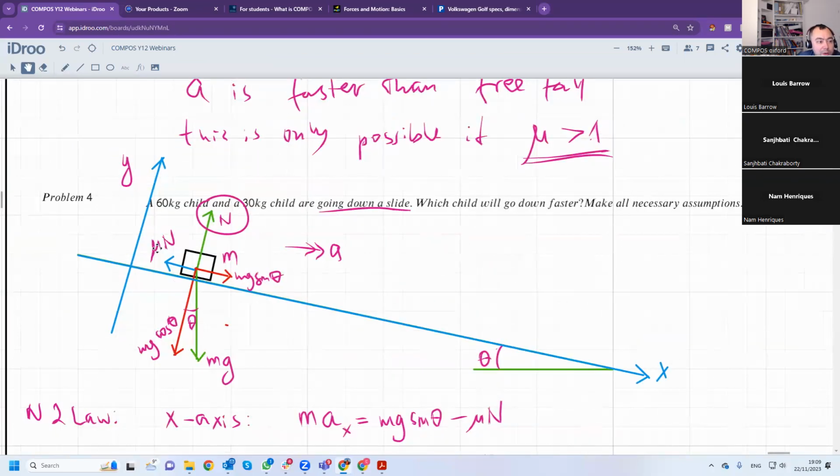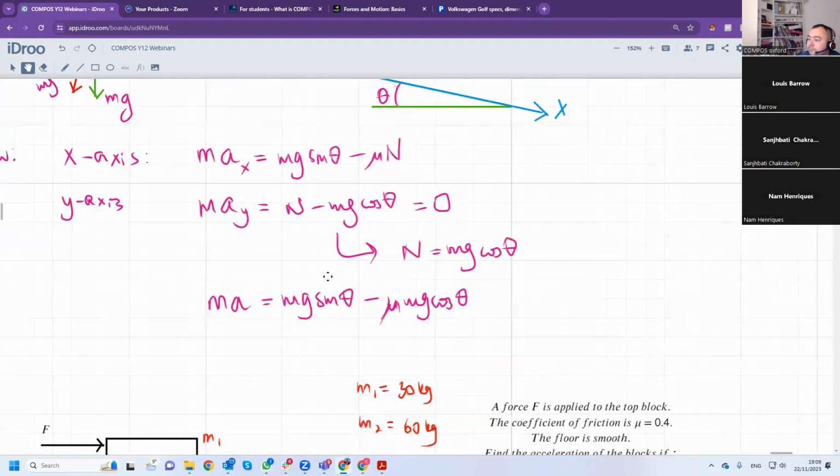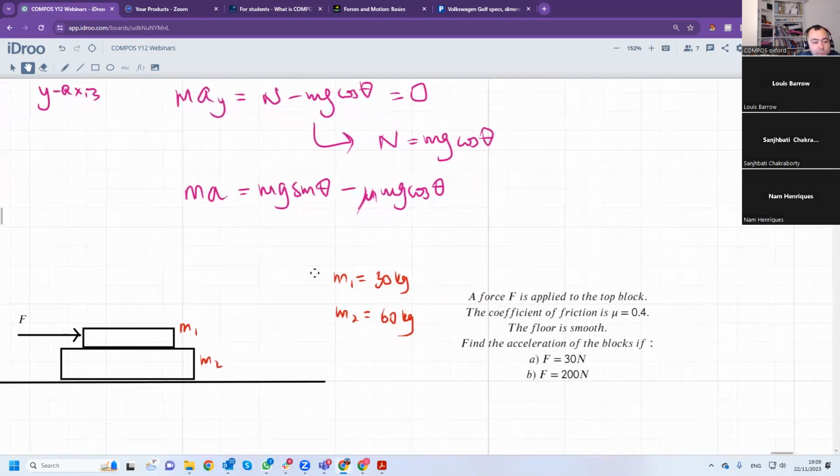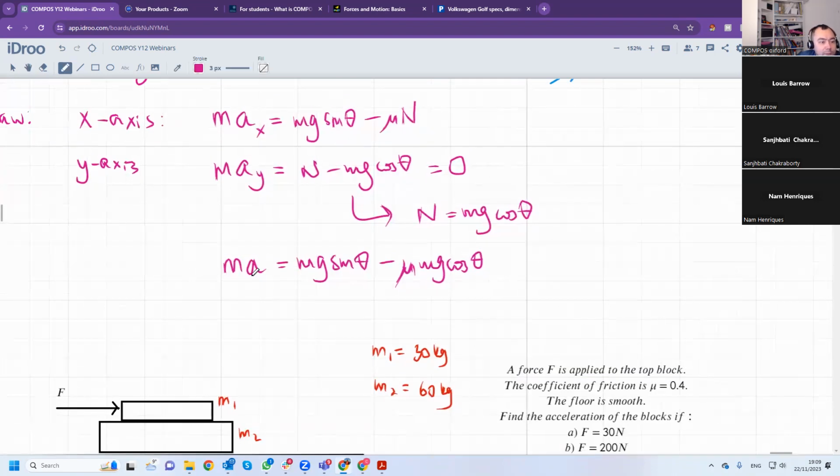Because we're not moving along the y-axis. The y-axis is perpendicular to the slope. We're not moving along that axis, we're only moving along the x-axis. Okay, m cancels, and you can see that the acceleration of the child is equal to g, open bracket, sine theta minus mu cos theta.